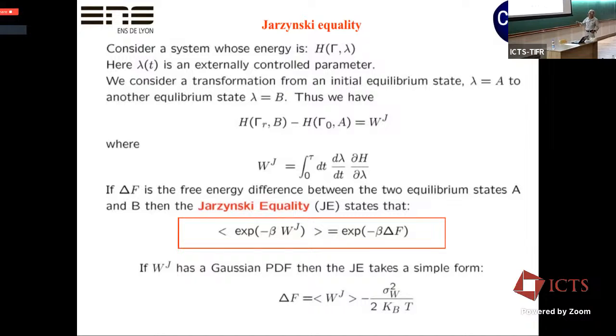Now, the standard point that we already discussed is that for a Gaussian distribution of the work, the Jarzynski equality reduces to a relationship between the mean of the work and the variance of the fluctuation of the work during the process.